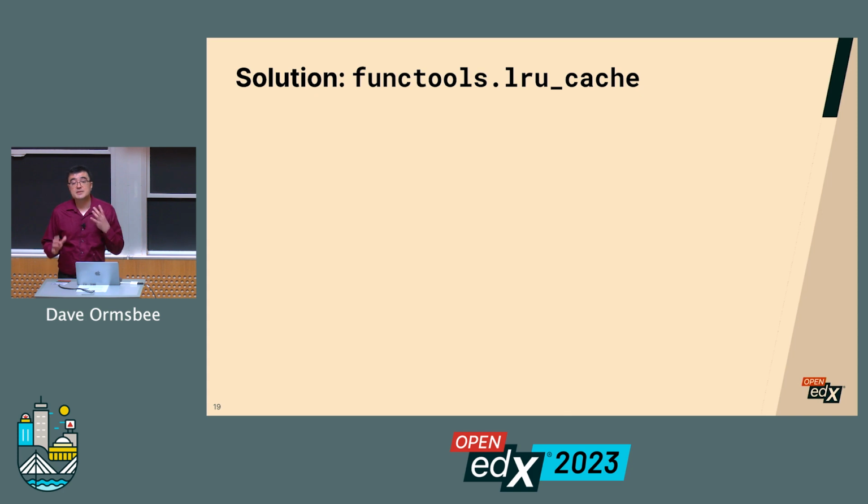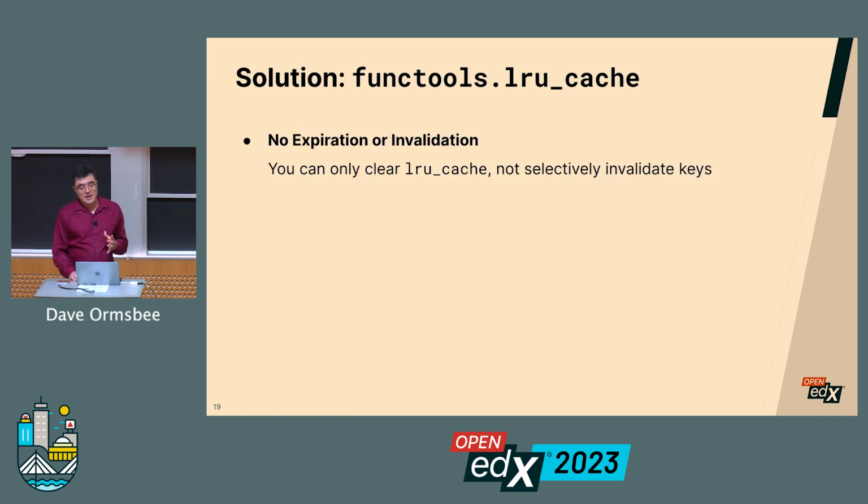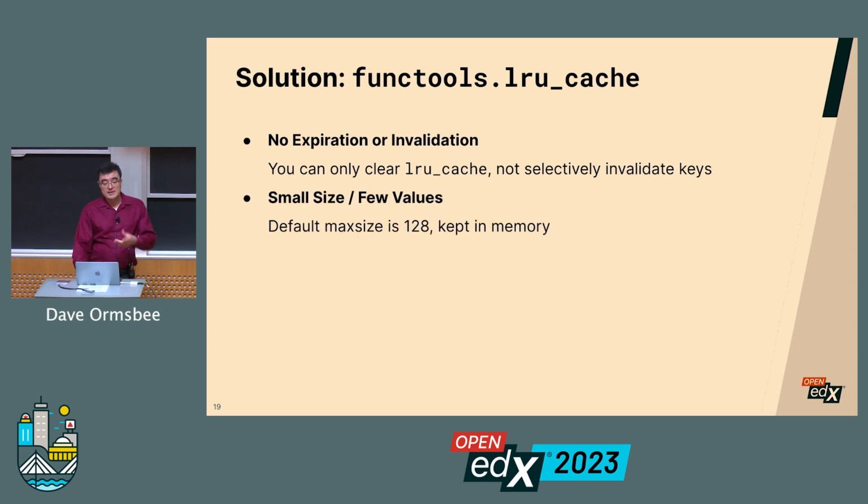And so this is almost a textbook use case for lru_cache, which is also in the functools package. LRU stands for least recently used. That is the eviction policy, meaning that once the cache fills up, if you try to add a new thing into the cache, it will kick out the least recently used item. So this is great for this use case. The no expiration and invalidation is great because you can only clear the LRU cache. You actually can't invalidate individual keys in an LRU cache, at least when you use the decorator.